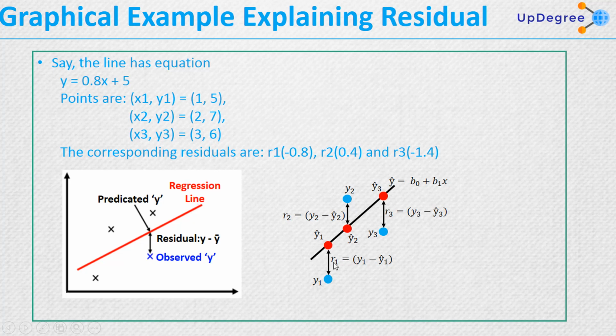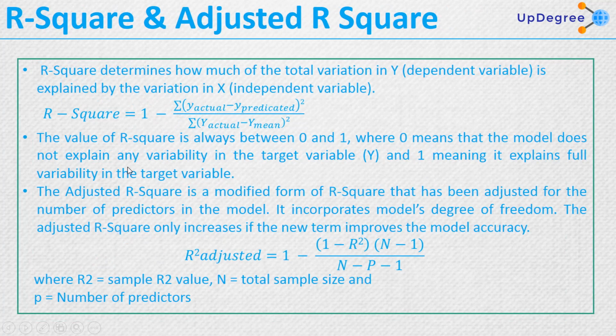So here we are calculating the residual. Here the residual is negative, here the residual is positive, and here the residual at point number 3, x3 y3, is also negative. So in this particular graphical example, we have explained how these residuals can be calculated pointwise. Now we are going for the topic, that is R square and adjusted R square.